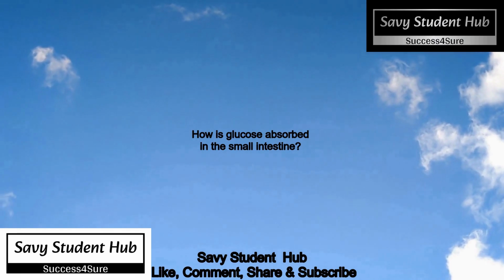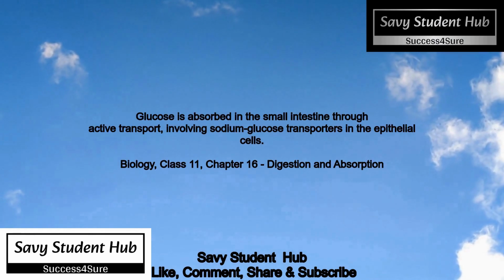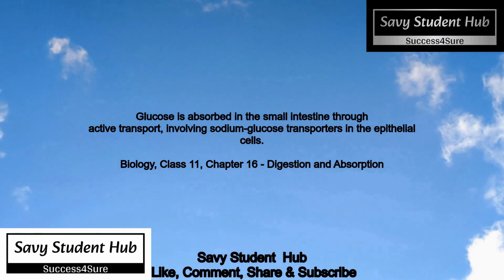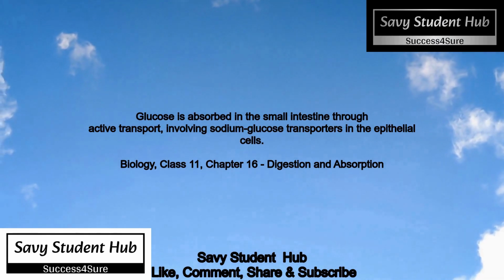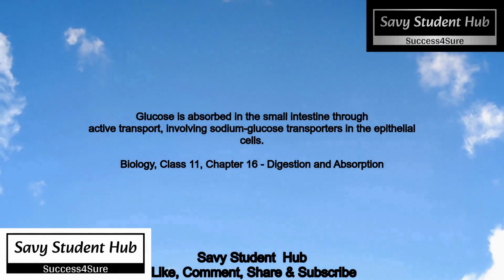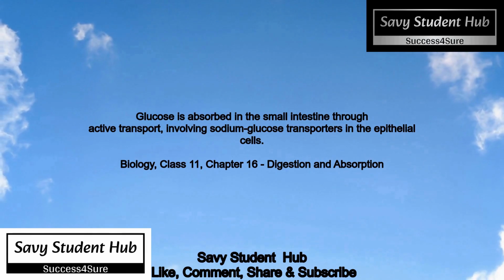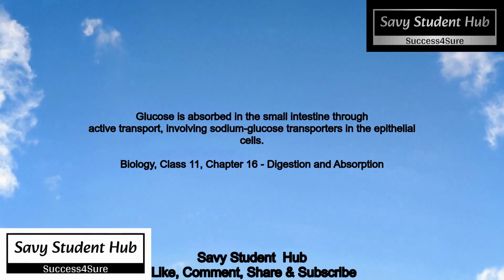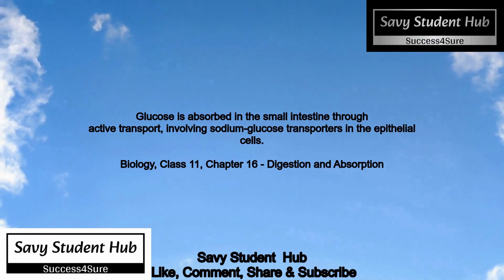How is glucose absorbed in the small intestine? Glucose is absorbed in the small intestine through active transport, involving sodium-glucose transporters in the epithelial cells.